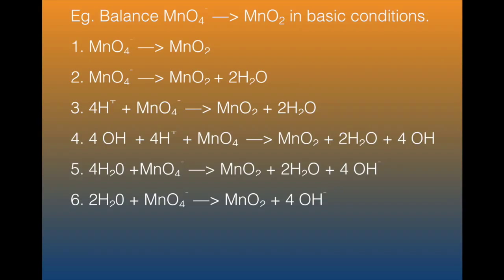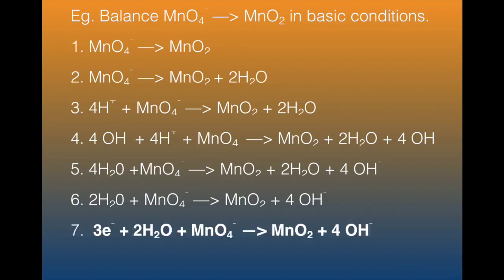6. The waters cancel because there was 4 H2Os on the left and 2 H2Os on the right. Hence, on number 6, there's only 2 H2Os on the left. And 7, we balance the charges, and that makes the final half equation.